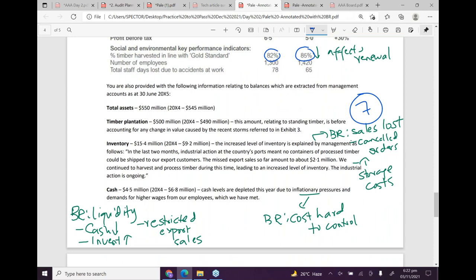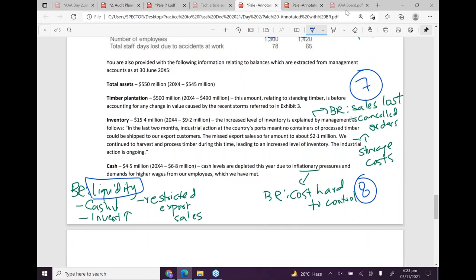Because of the industrial action, your sales would be lost, orders would be cancelled, you would be facing high storage costs. She gave marks for talking about the impact of inflationary pressures as well. In terms of overall liquidity, I would want you to combine this with the earlier point regarding the bank borrowing. Remember, cash is going down, inventory is increasing, your export sales are restricted because of industrial action. All of these combined are going to cause you liquidity problems in the coming months.